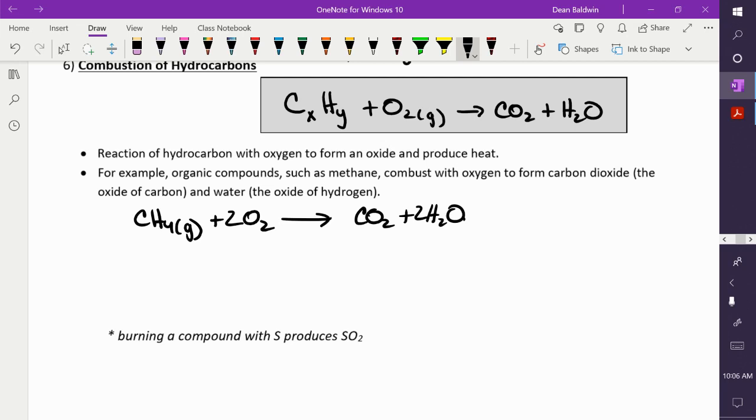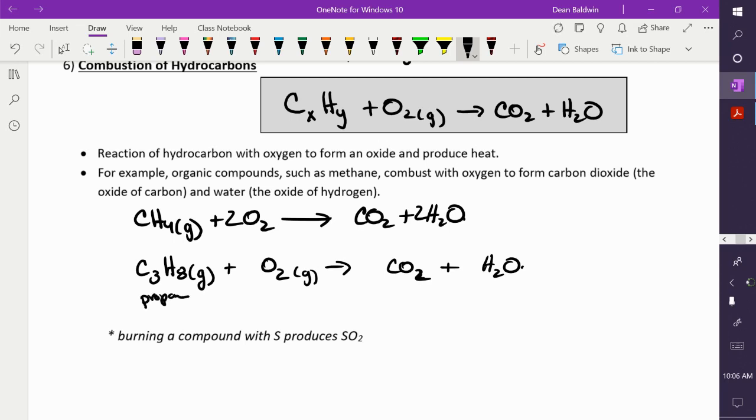So for example, if we're going to produce or burn propane, C3H8, if you're doing a barbecue, you react it with oxygen gas. You always get CO2 and water, but the ratios are going to be different. So if you're going to balance this, this is propane, this is methane.